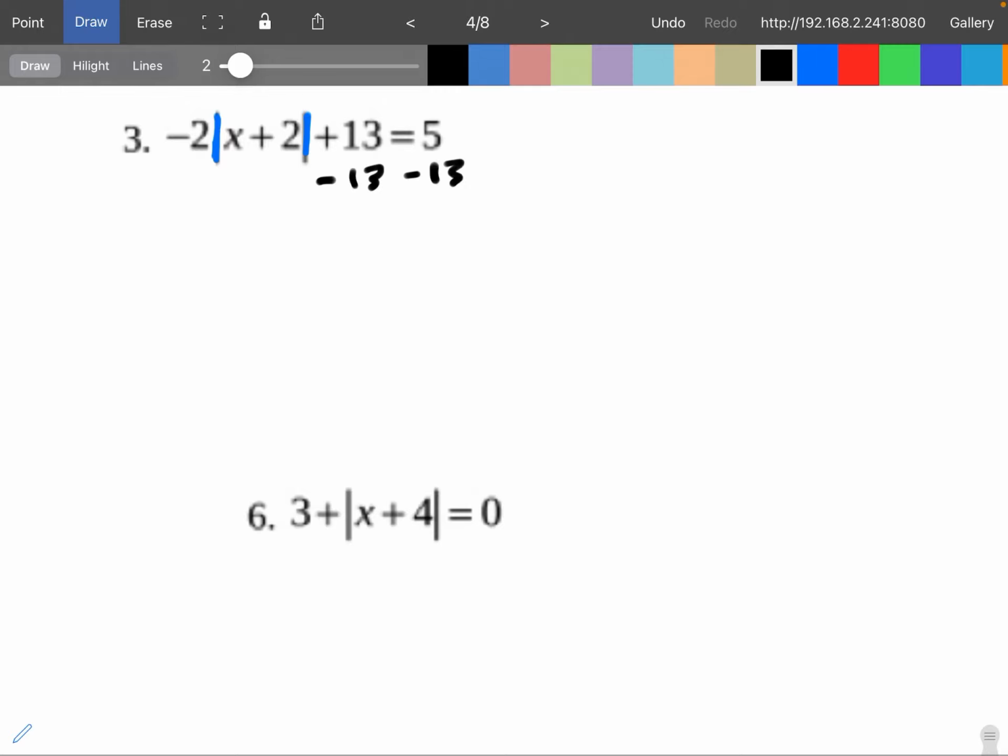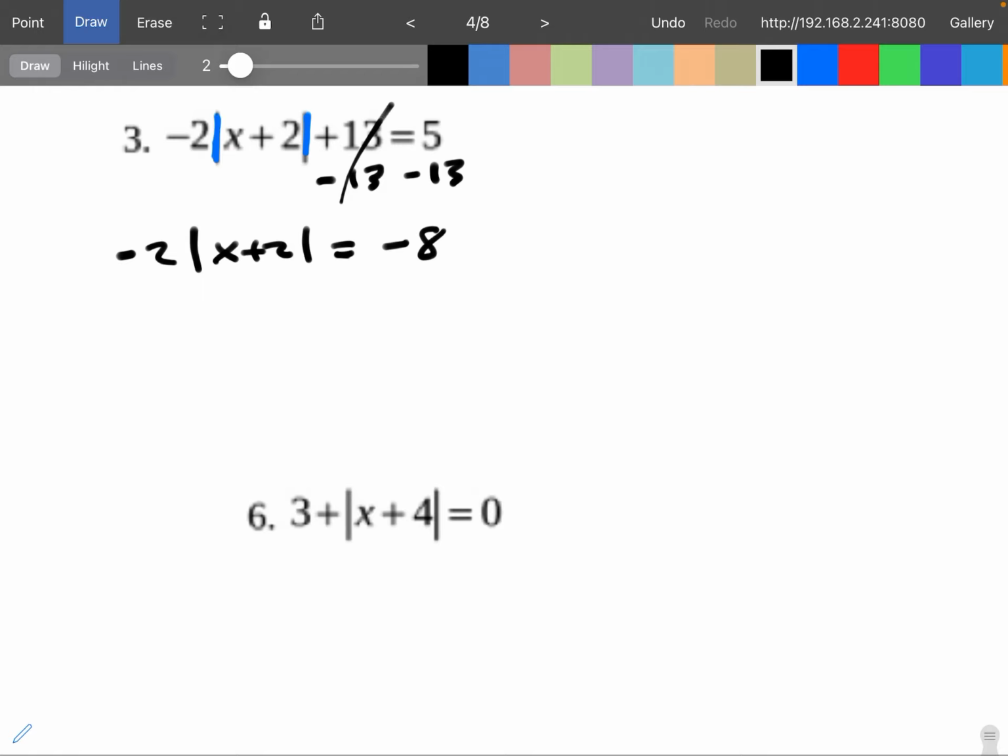Yeah. Good, Ethan, that's good. Subtract 13 on both sides. That'll avoid getting the fractions. So then these will cancel out, make 0. So now you got -2 times the absolute value of the quantity x plus 2 equals, on the right-hand side, you got 5, take away 13.